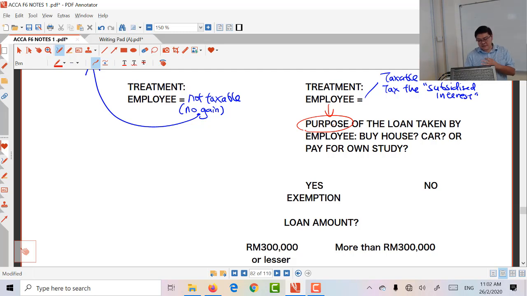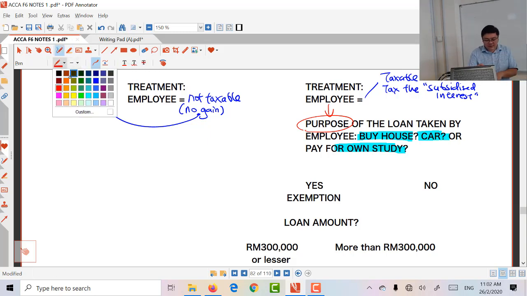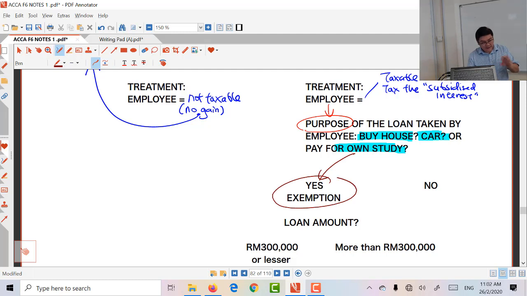Because if the reason you borrow the money is to either buy a house, buy a car, or pay for your own study, it has to be very specific. It must be a house, not a land, not a shop lot. It must be a car, not a lorry, not a van, not a motorbike. And it has to be for your own study, not for your children's study, your own. Now, if you are using the loan that you borrow from your company for that, good, you get an exemption.